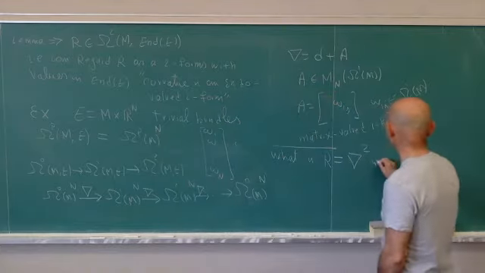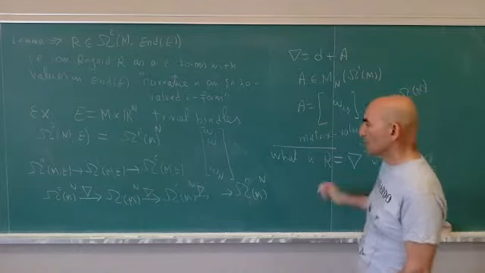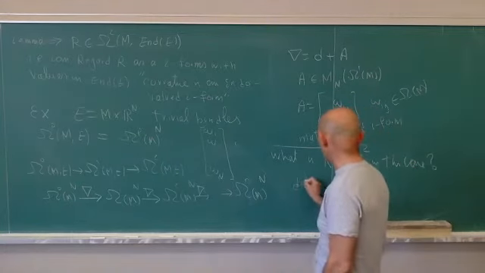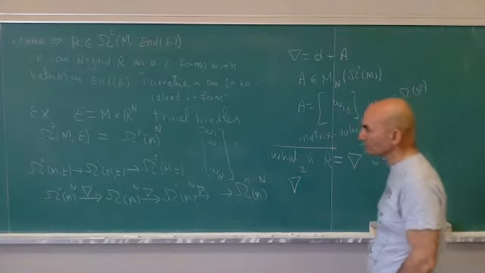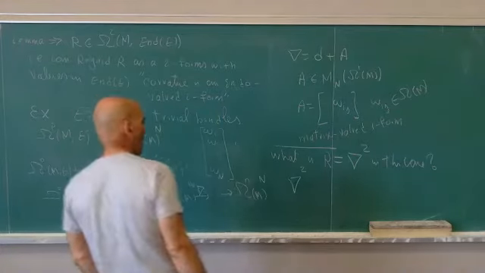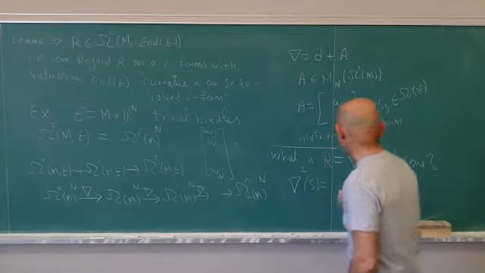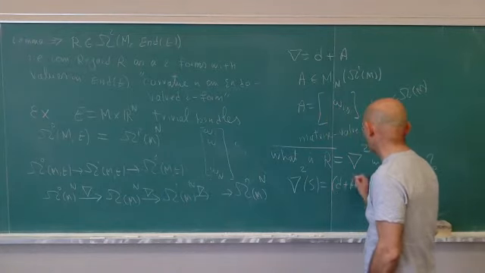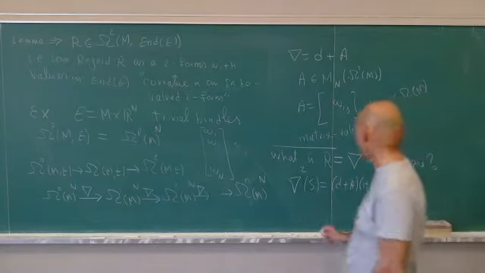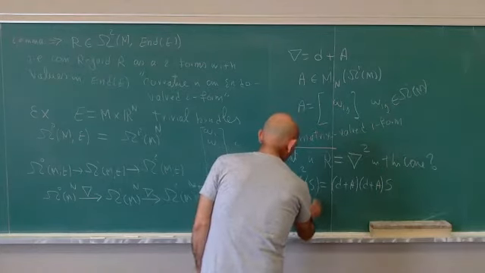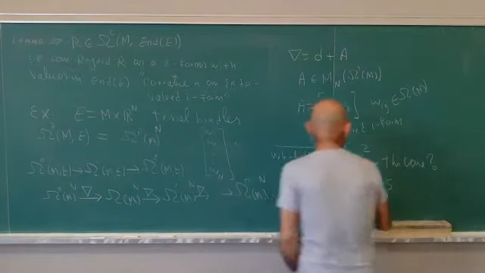In this case, well, let's compute it. So we have D nabla squared of some section, say S, is equal to D plus A times D plus A of that section. So that's equal to D plus A times DS plus AS.